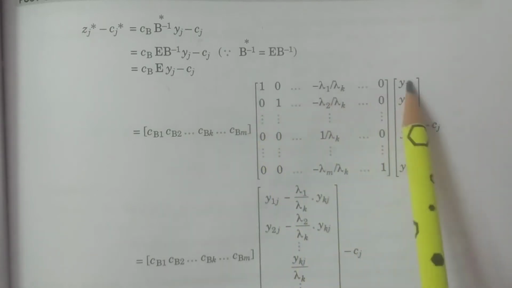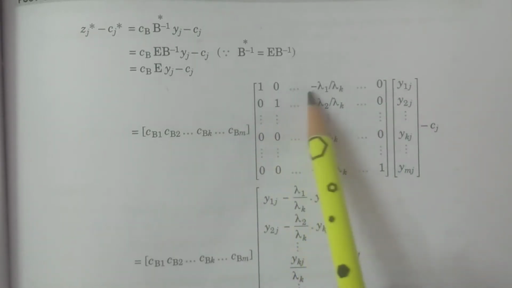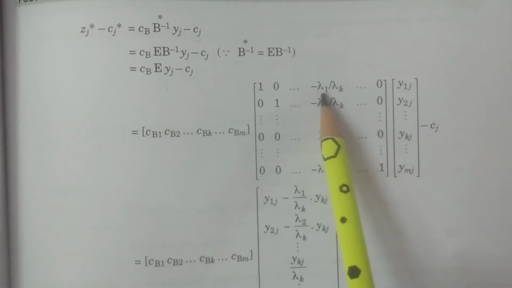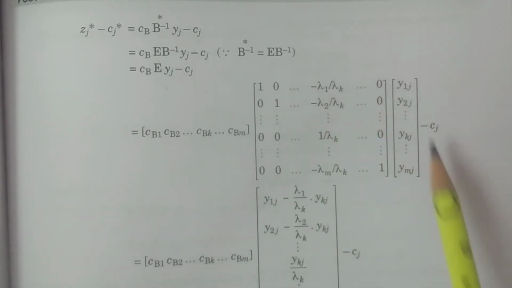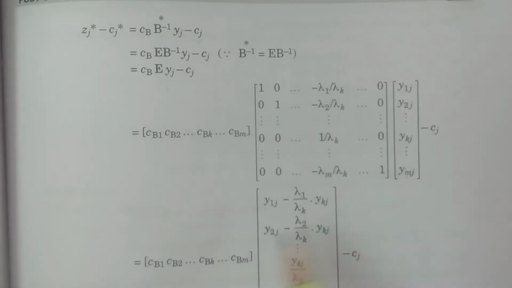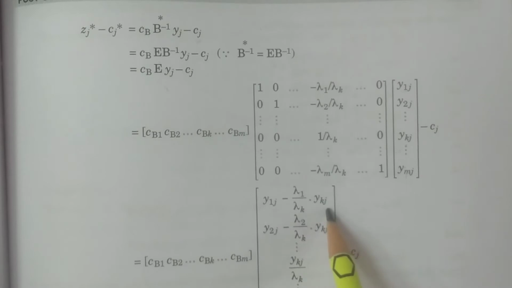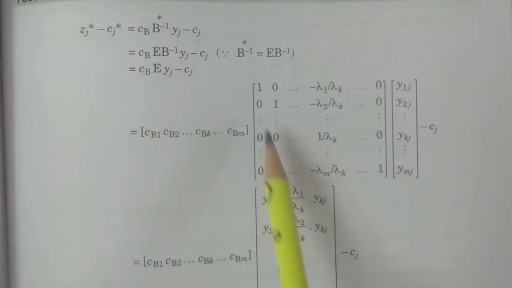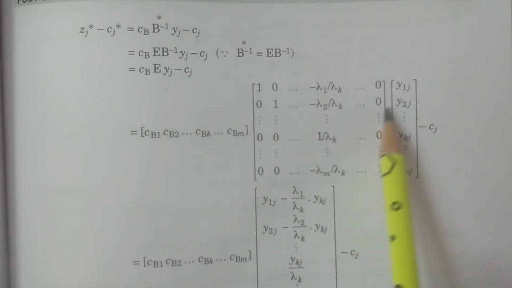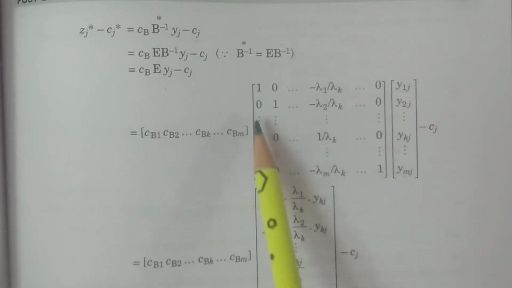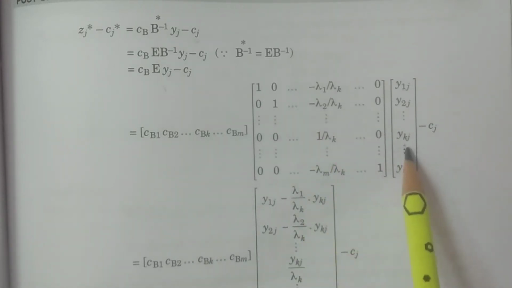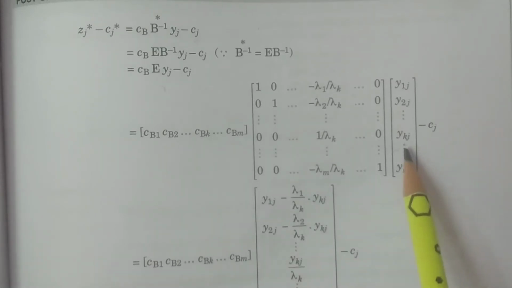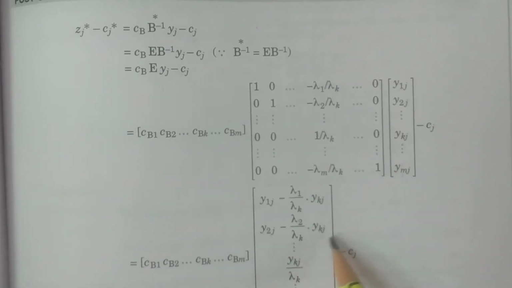I'm multiplying row and column: 1 into yj, the remaining are zeros, 0 into, and so on, multiplied by minus lambda 1 by lambda k into ykj, plus, and so on, 0 into ymj. So it is 0. Therefore y1j minus lambda 1 by lambda k into ykj. Similarly, in the second column, multiplying the second row and this column, what will you get? 0 into this, 1 into y2j, and so on, minus lambda 2 by lambda k into ykj.